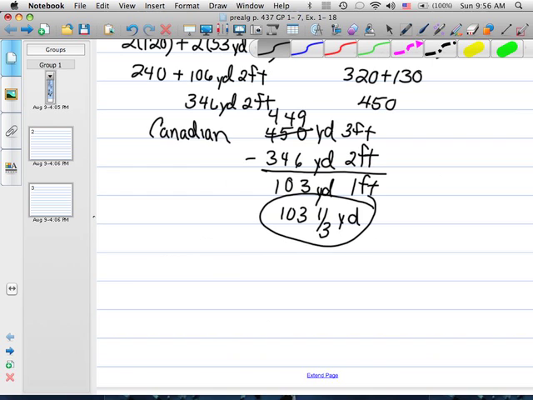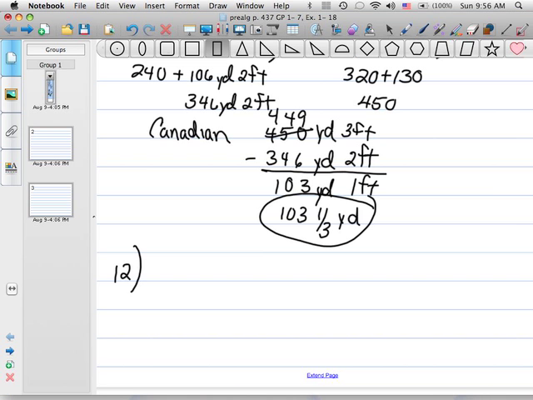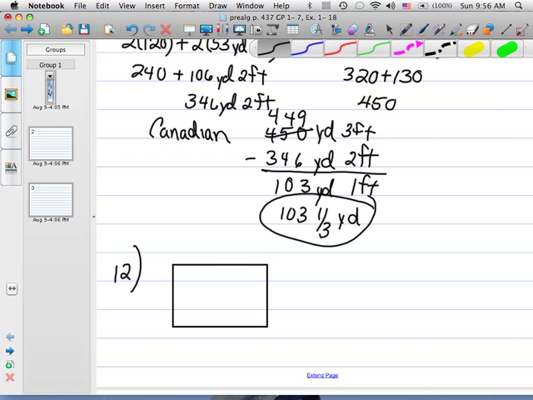Problem number 12. Find the value of x. We have a rectangle, and this is 9.7 centimeters, and this is x. And they tell us that the perimeter is 32.